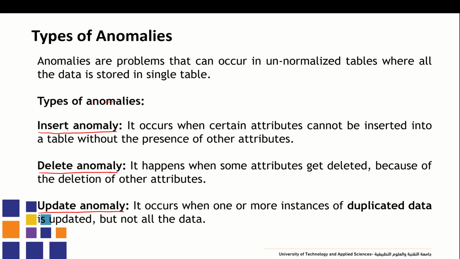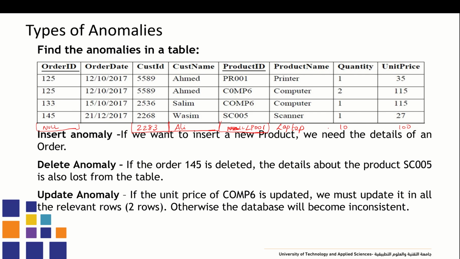So what is insert anomaly? It occurs when certain attributes cannot be inserted into the table without the presence of other attributes. So here in this case, if I want to insert a new product, I cannot insert until I know the order ID for that product. If I want to insert a new customer, I cannot insert until I know the order details and the product details. So this is called insert anomaly. Okay, so what is delete anomaly? Delete anomaly is if you delete an item, the other details are also lost from the table. That is called delete anomaly.